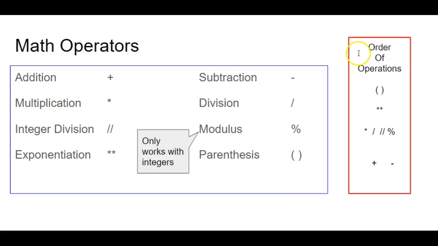We need the parentheses because of order of operations, and Python and most programming languages will start with anything in parentheses in an equation, and then anything raised to an exponent, and then from left to right, multiplication, division, integer division, and modulus division. And then left to right, addition and subtraction.